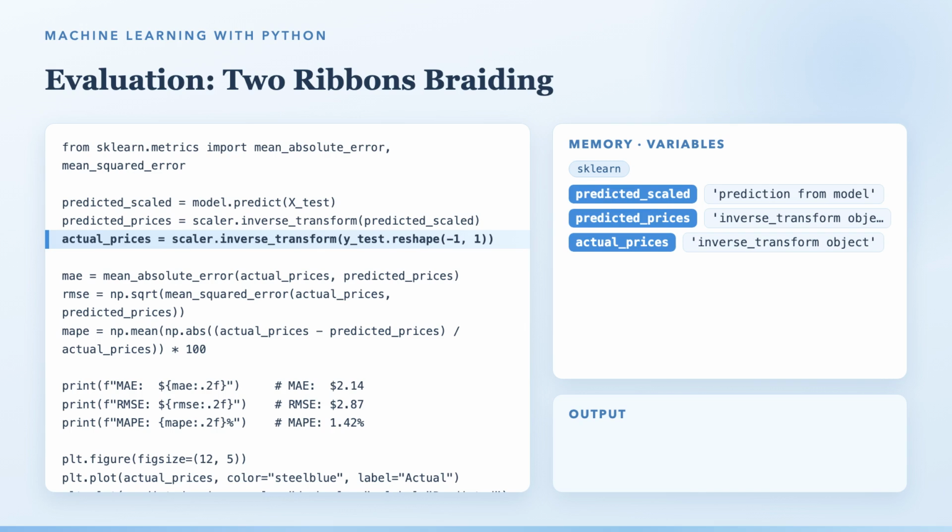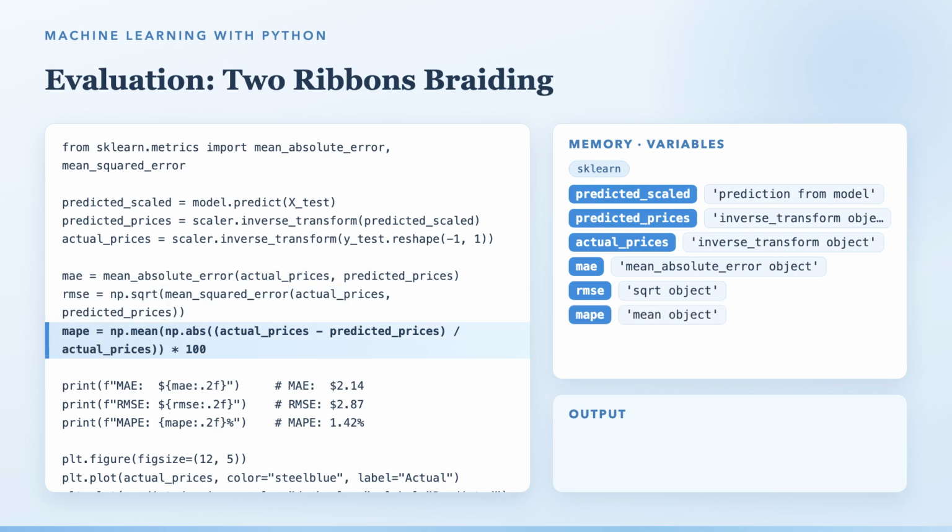RMSE, root mean squared error, a stricter cousin. It presses harder on the biggest misses. $2.87. And the miss as a percentage, 1.42%. For every $100 of price, we're off by about $1.50. Remember the mist, though. These ribbons braid beautifully on quiet waters. It's the sudden storms no model sees coming. Walk with me through the checking.